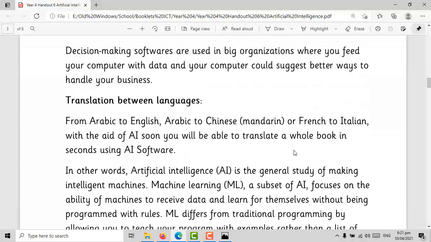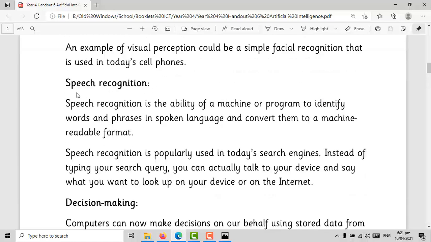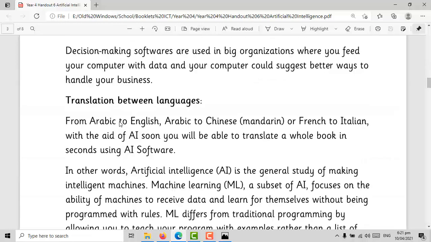The next type is translation between languages. In translation between languages, we would also be using speech recognition, or if you type the language, it would not be speech recognition, it would be translation between languages. From Arabic to English, Arabic to Chinese, the Chinese language is called Mandarin, or French or Italian. With the aid of AI, soon you will be able to translate a whole book in seconds using AI software. Let me give you an example.